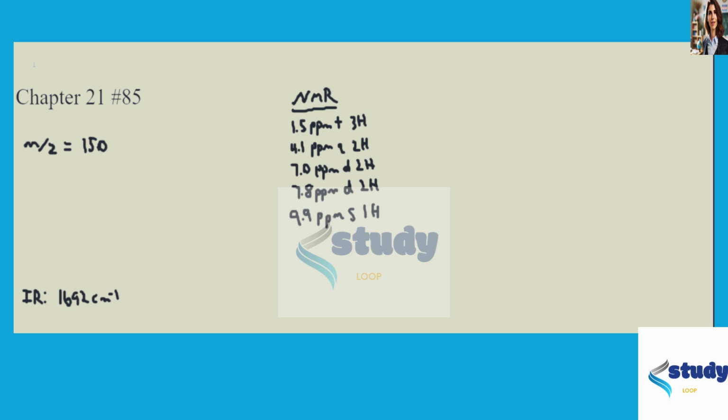This is the answer to Chapter 21, problem number 85 from the Smith Organic Chemistry textbook. This problem says an unknown compound D exhibits a strong absorption in its IR spectrum at 1692 wave number. The mass spectrum of D shows a molecular ion at m/z 150 and a base peak at 121. The proton NMR spectrum of D is shown below. What is the structure of D?